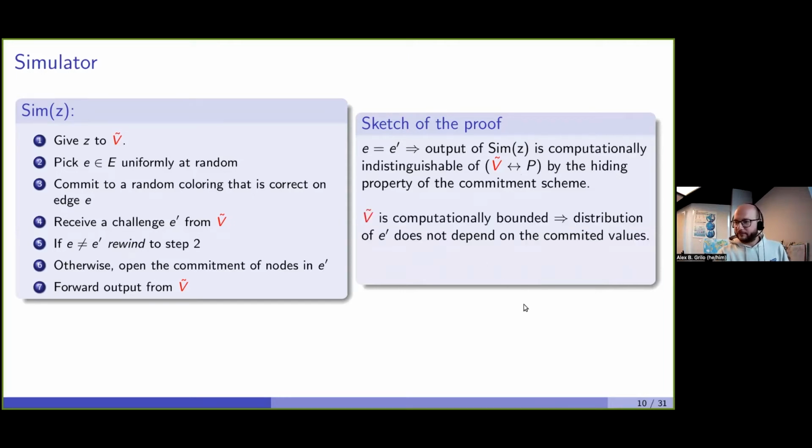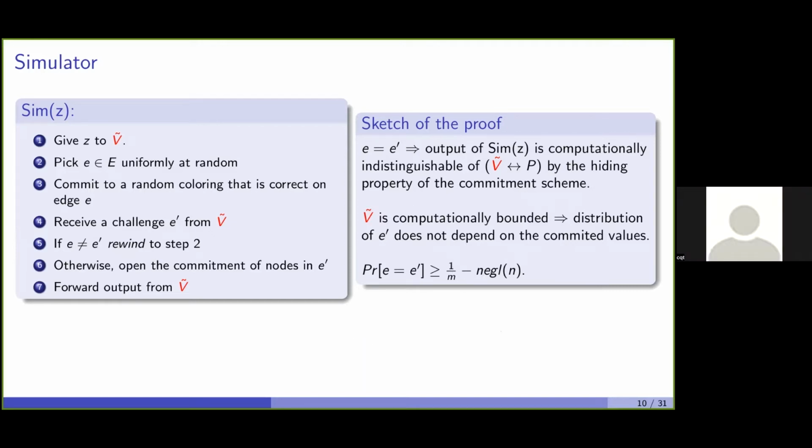And yeah, this is what I said. Since the verifier is computationally bounded, the distribution of E does not depend on the committed value. So the probability of guessing the correct edge that the verifier challenged is roughly 1/m, roughly 1 over the number of edges, right? Because if you pick one uniformly at random, the verifier challenges it with probability 1/m, roughly. And this is a sketch of proof.